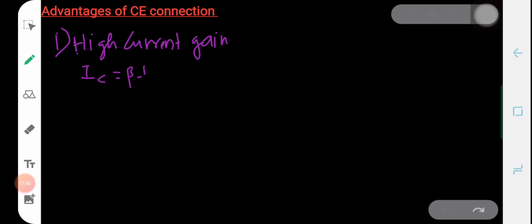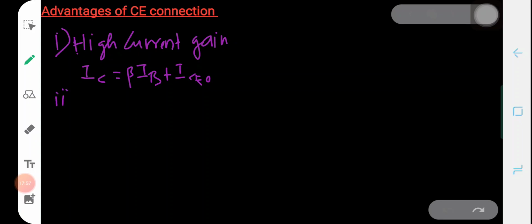One is the high current gain. It provides high current gain because we know that the collector current IC is the output current. IC is equal to beta IB plus ICEO, where ICEO is very small but beta is around 500. So beta IB will be very high value, so it will provide a high current gain.